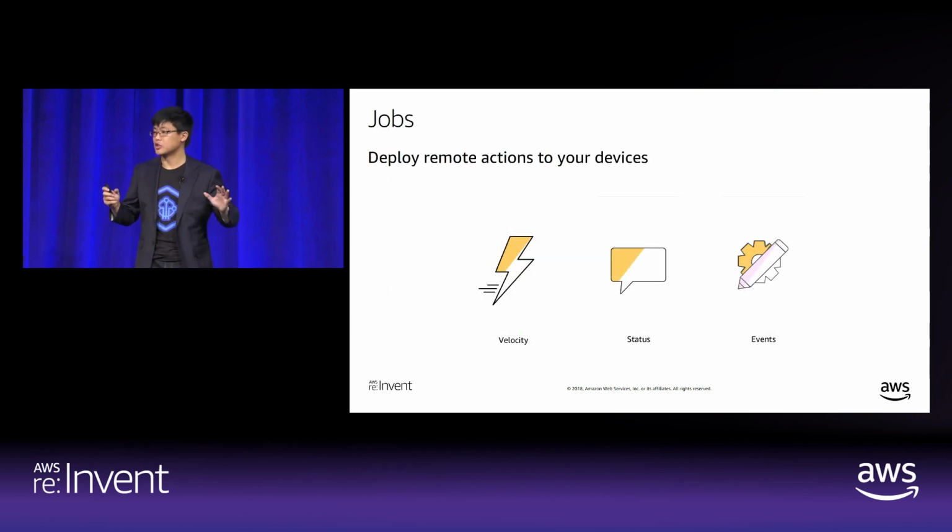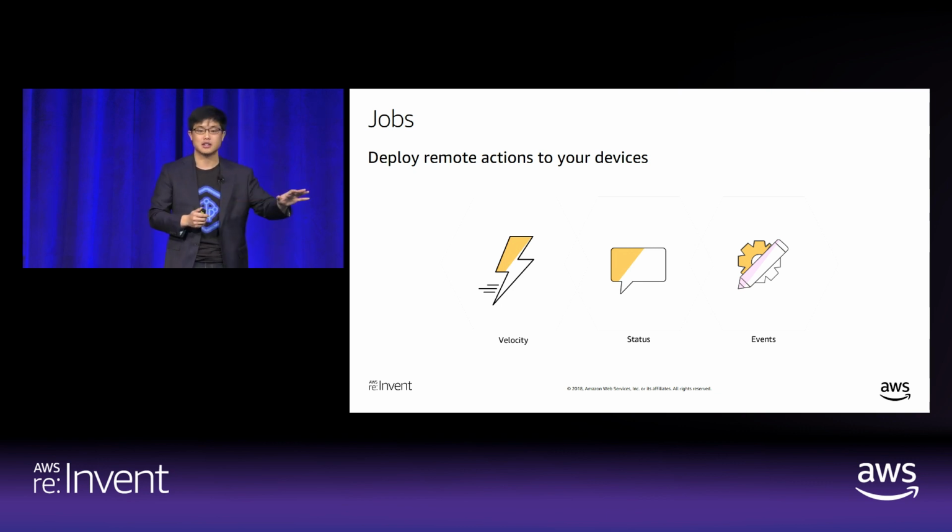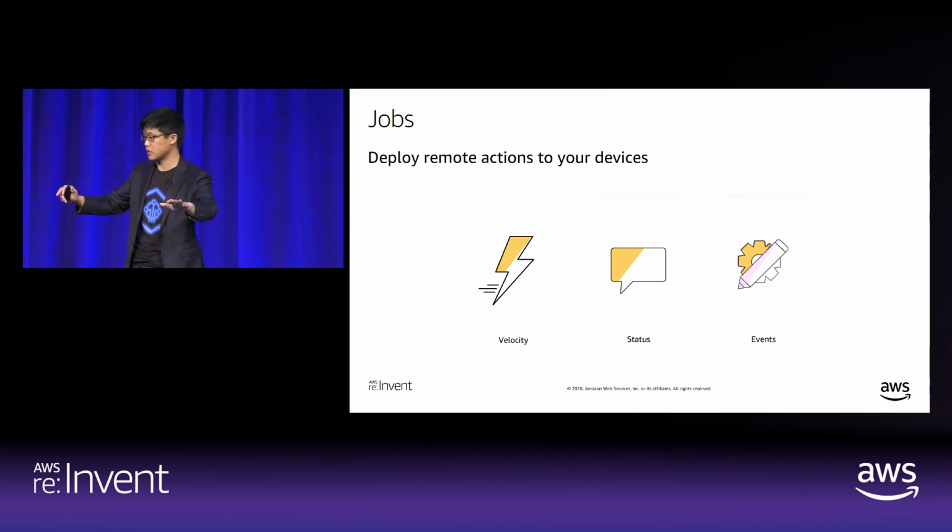Now let's talk about some of the new features that we've launched for jobs. Once again, the fundamental capability of jobs is being able to deploy remote actions to your devices, with core use cases being firmware or software updates. Some of the existing functionality that we provide for jobs today includes setting the velocity of your update. I can set it to, say, 100 things per minute for a slower rollout across my devices. Or if it needs to be an emergency patch, I can set it to 1,000 things per minute so I can roll it out as quickly as possible.